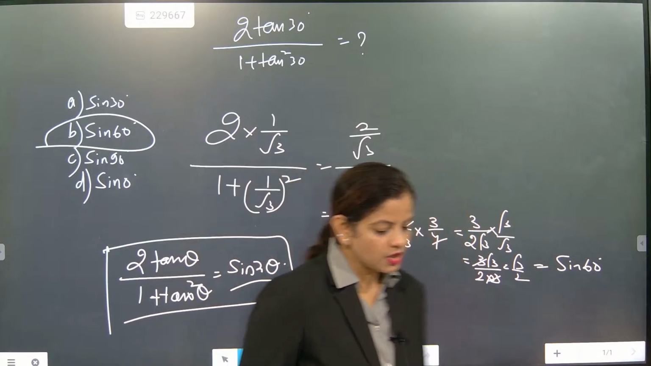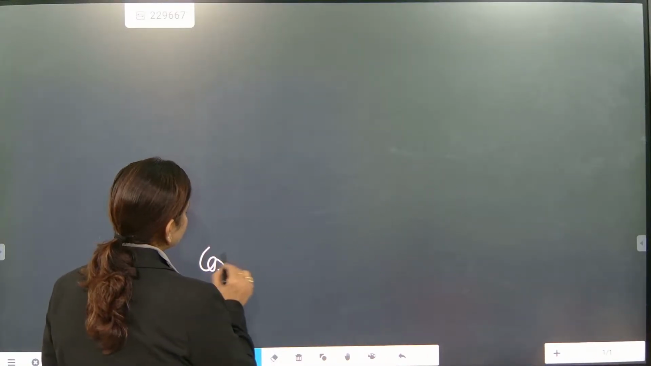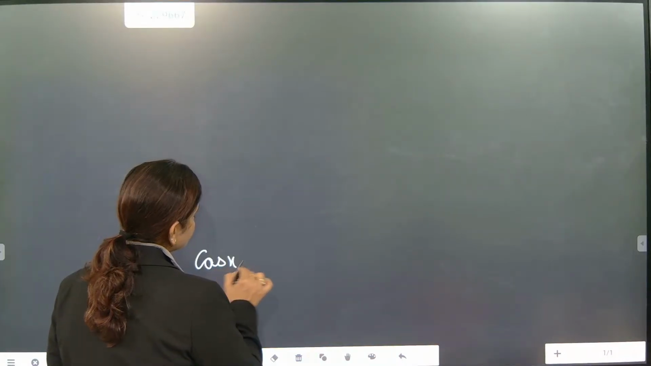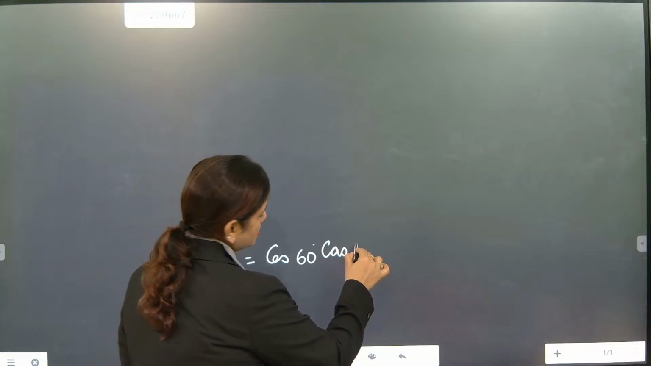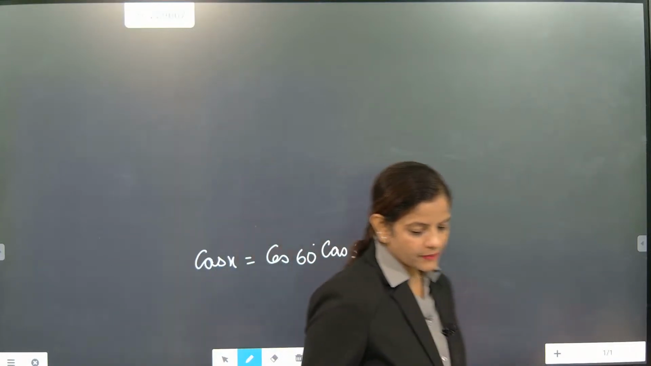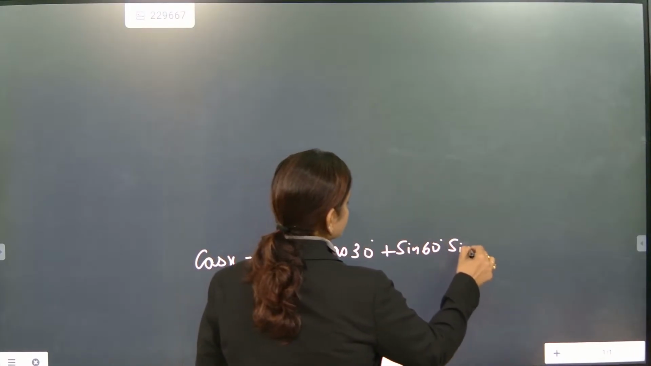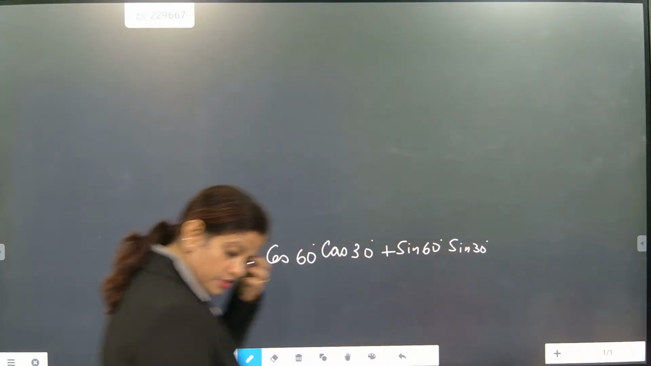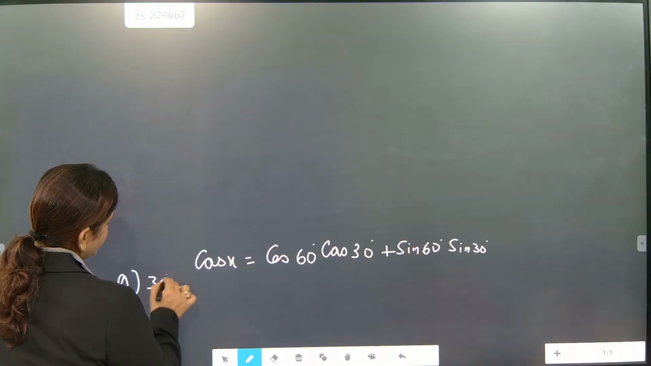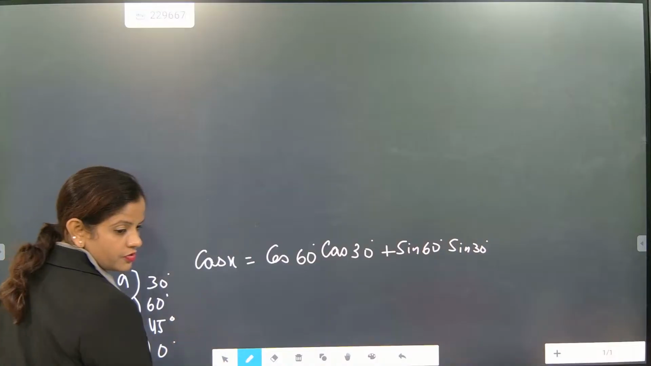We'll go for the next question. Solve this question. Note down this one. Cos x is equal to cos 30 degree cos 60 degree plus sin 60 sin 30 degree. Then what is the value of x? Check this one out. x can be 30 degree, x can be 60 degree, x can be 45 degree, x can be 0 degree.